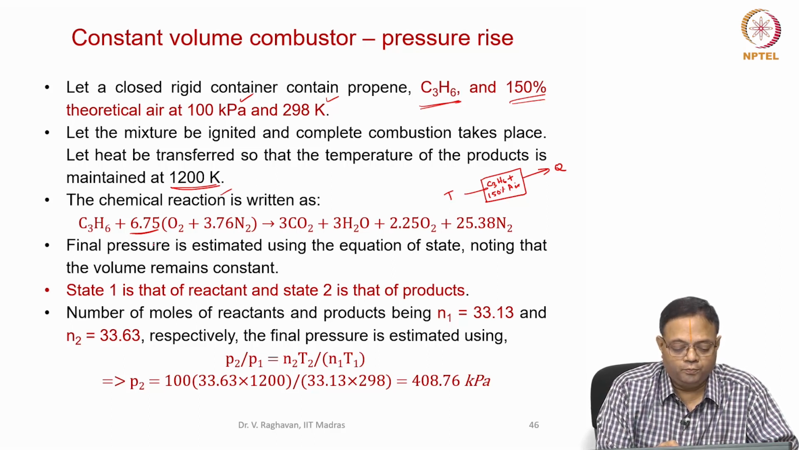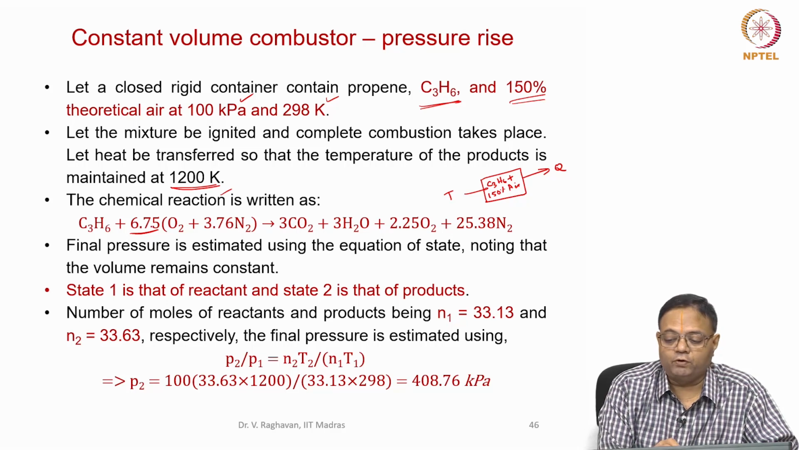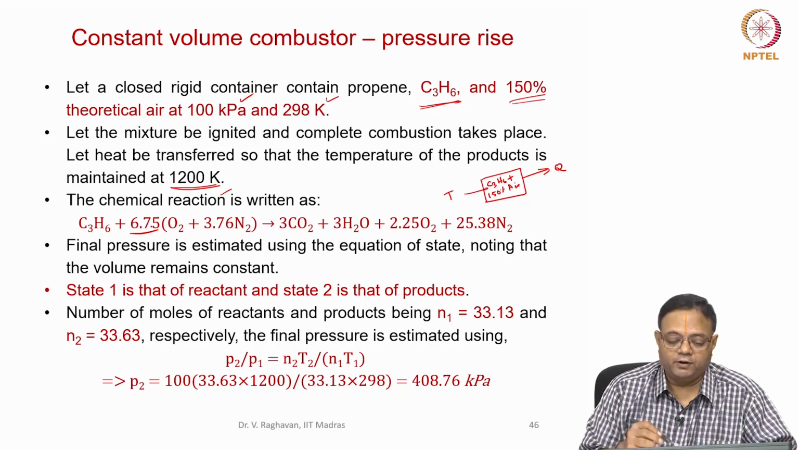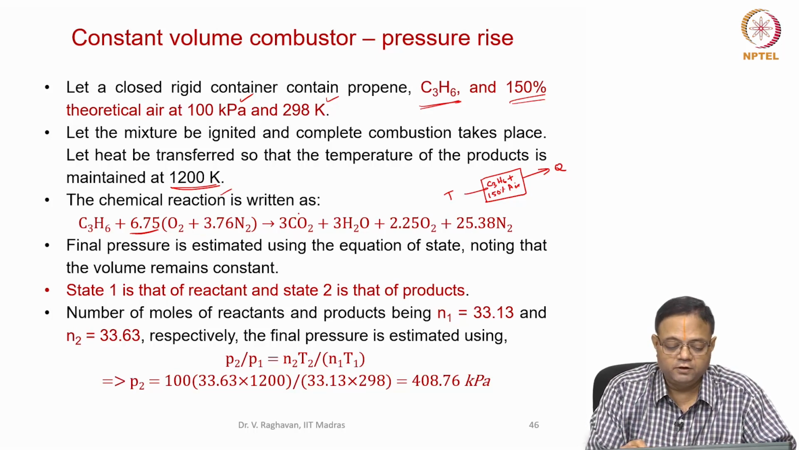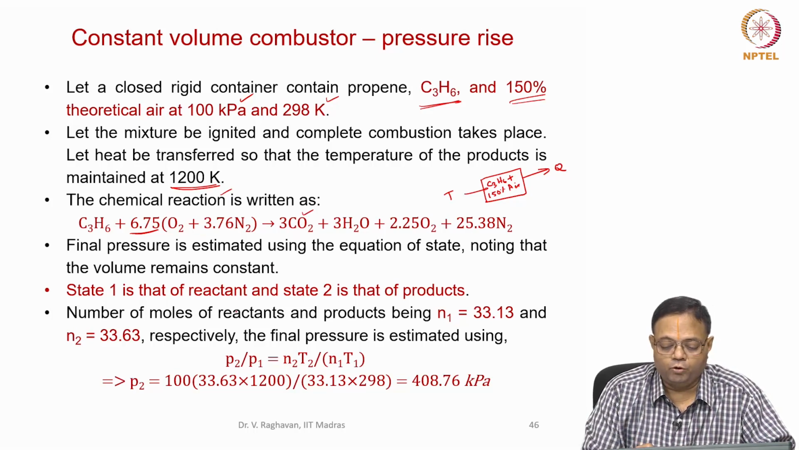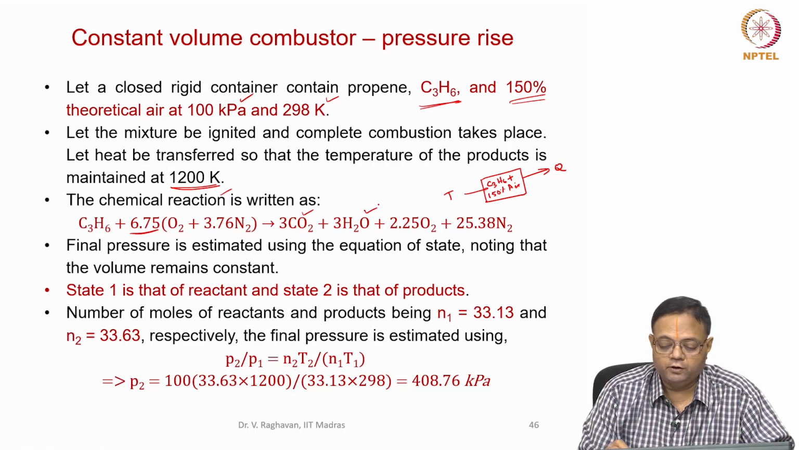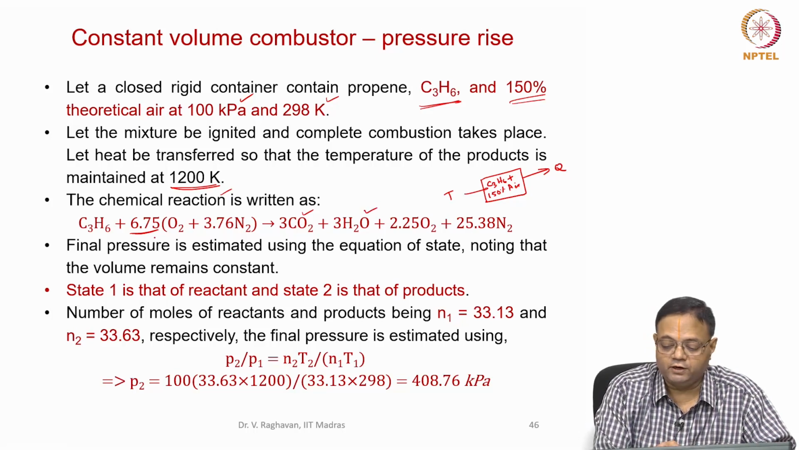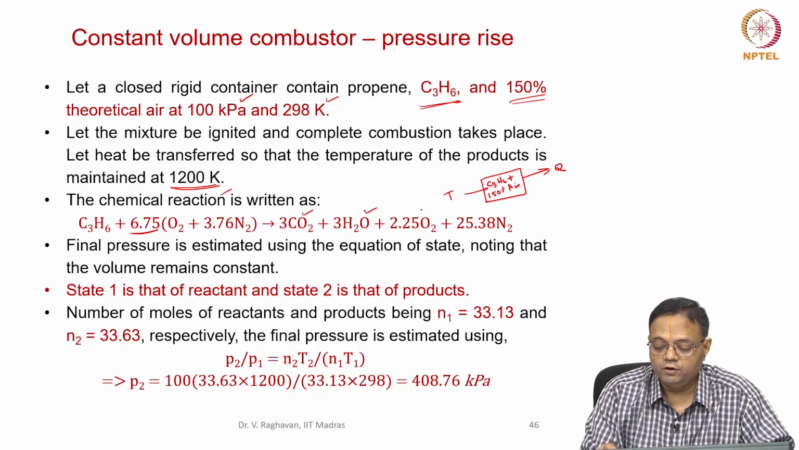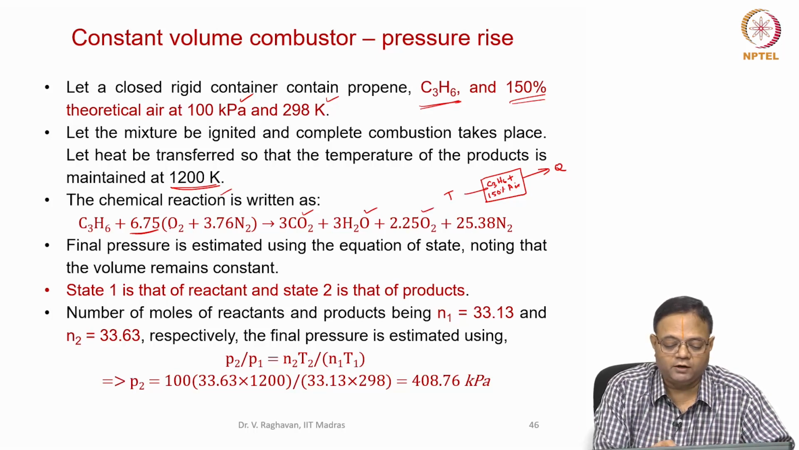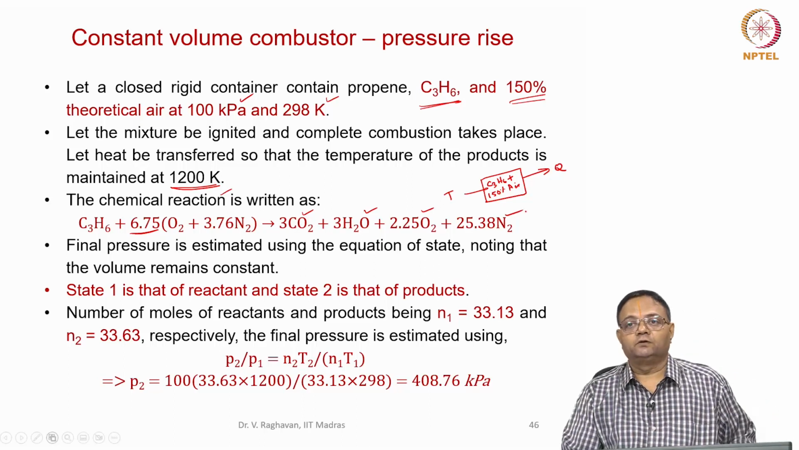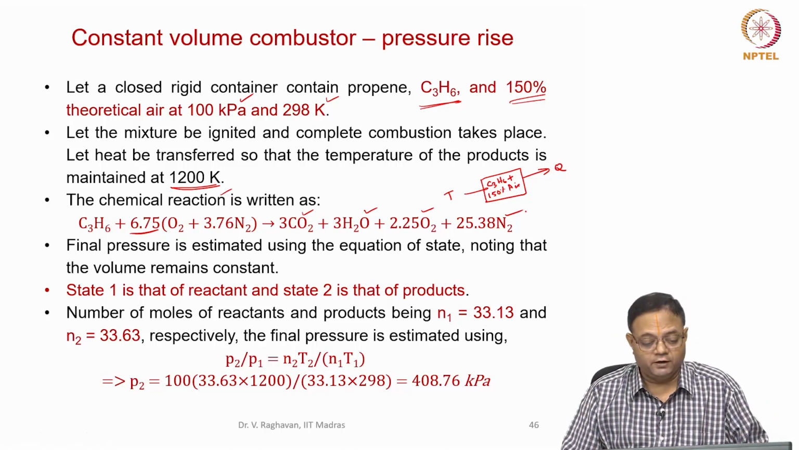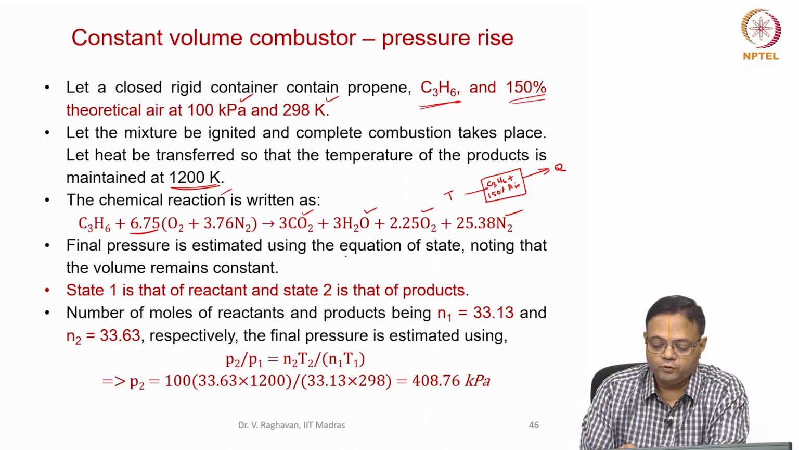Okay, so this 6.75 is 150 times the stoichiometric air required. So complete combustion takes place, that means 3 kilomoles of CO2 and 3 kilomoles of H2O form, and the excess oxygen, that is 2.25 moles, will appear in the products, plus all the nitrogen, 3.76 into 6.75, remains as inert. This is what we usually write. So now how to find the final pressure?